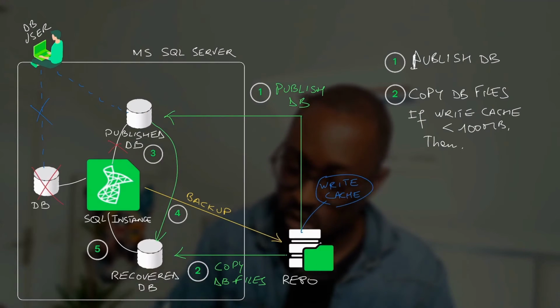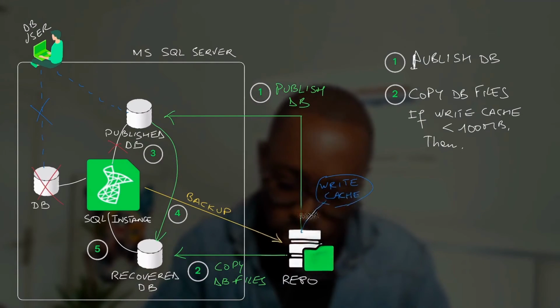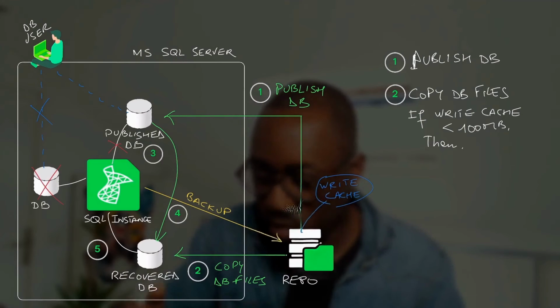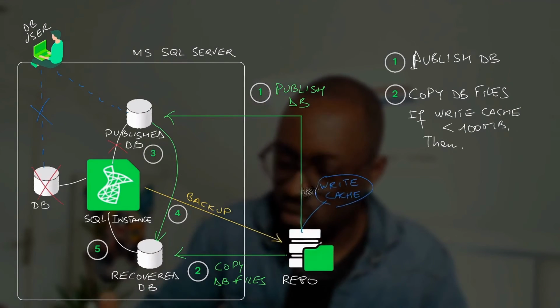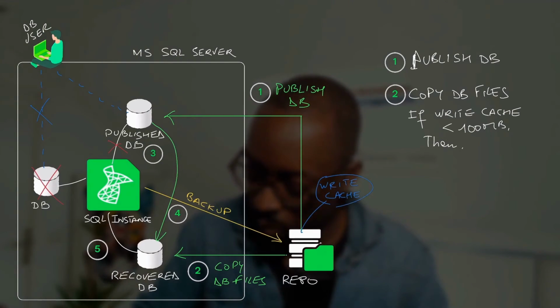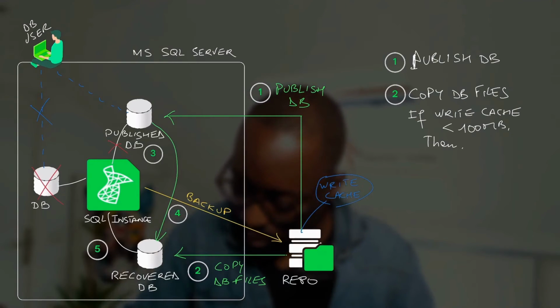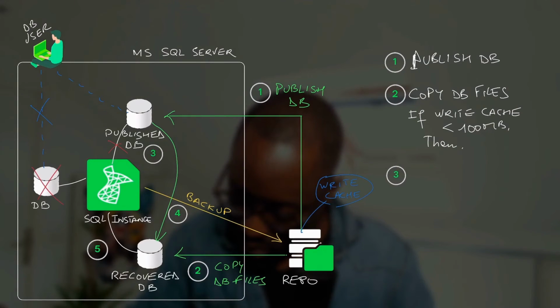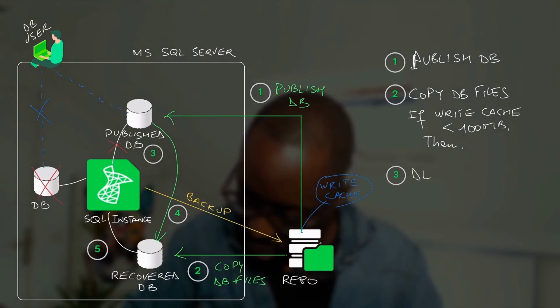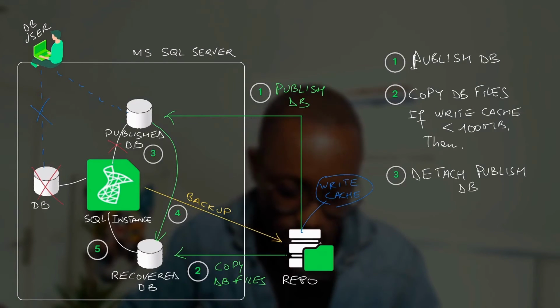The goal is to ensure that this switchover operation is as short as possible. We ensure that the amount of data does not cause the final synchronization to take too long. The switchover, when it is triggered, moves us to step 3. In this step, we proceed to detach the published database, which is a crucial part of the process.